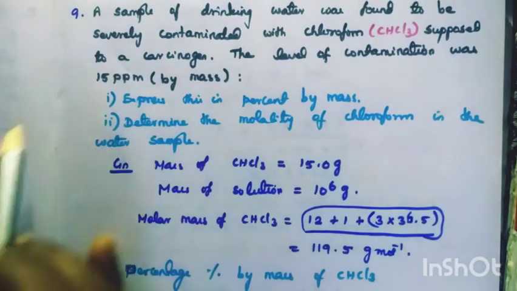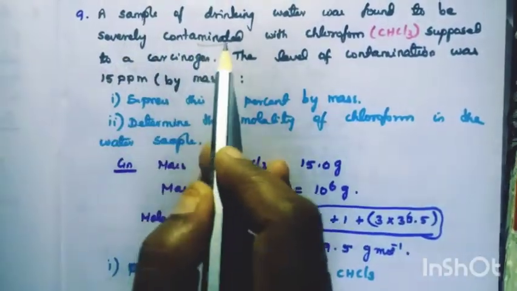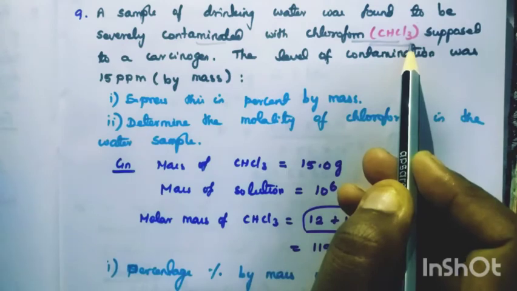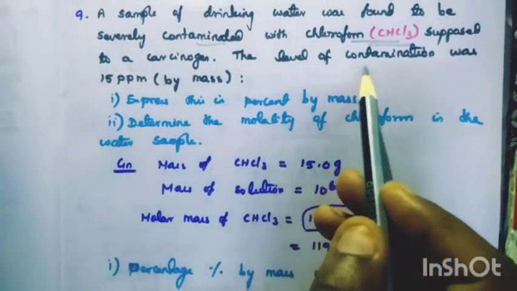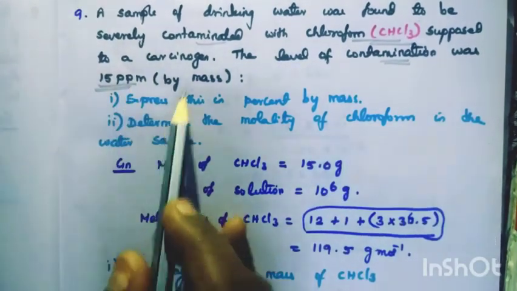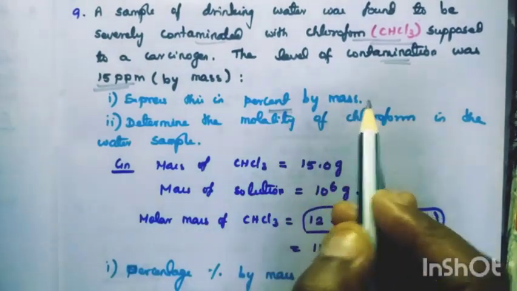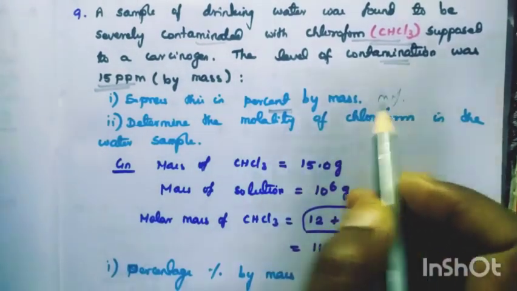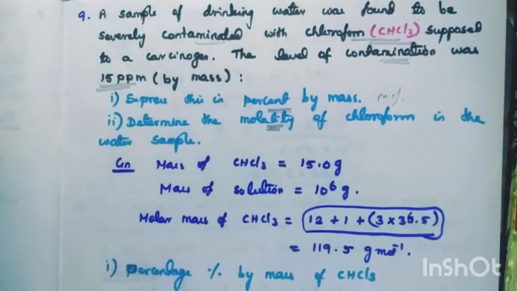And the next is, a sample of drinking water was found to be severely contaminated with chloroform. Chloroform formula is CHCl3. Supposed to be a carcinogen. The level of contamination was 15 parts per million by mass. Express this in percent by mass. Mass percentage you have to find. Determine the molality. So we have to find these two.